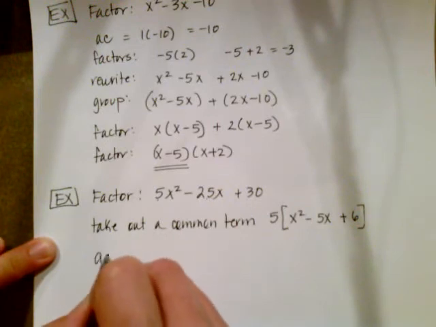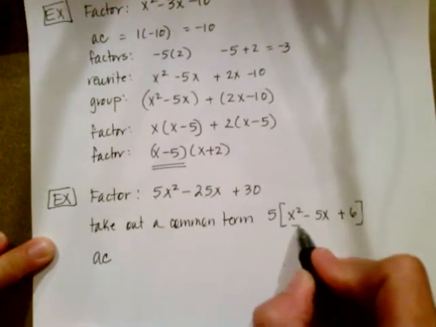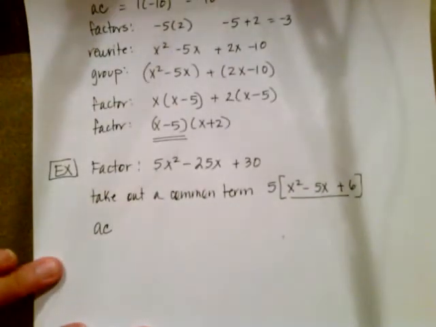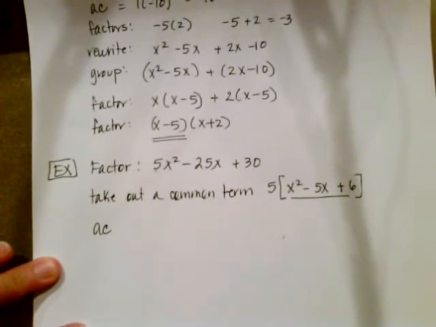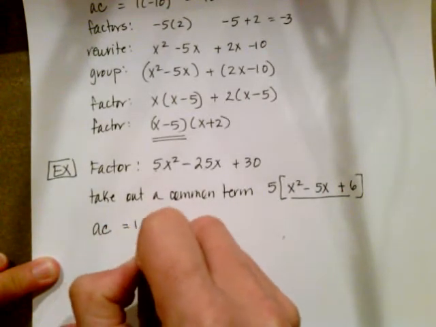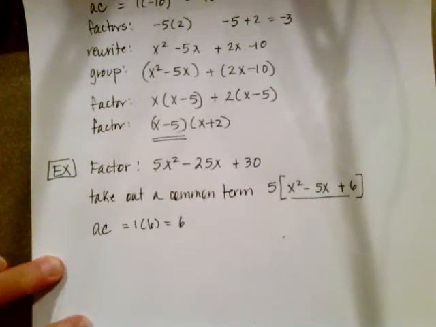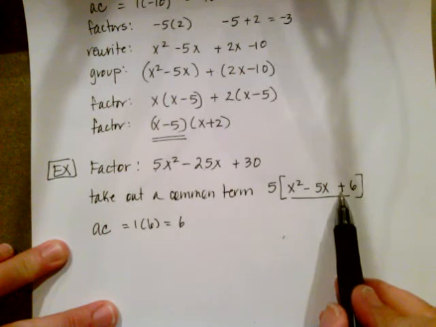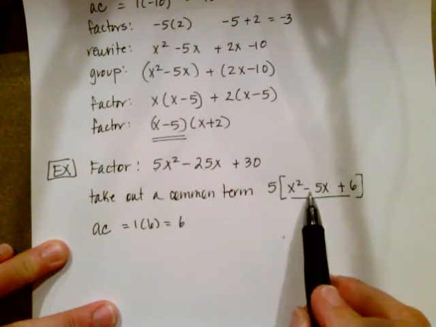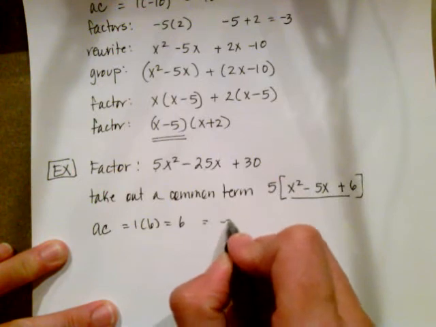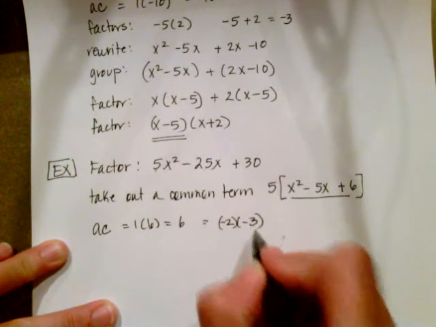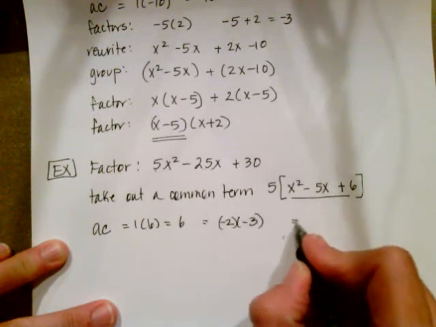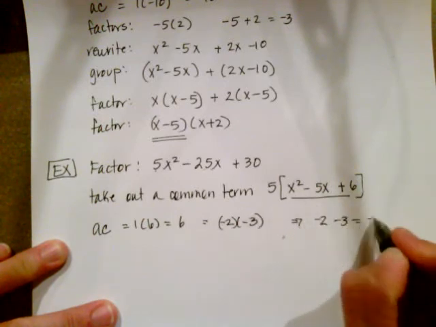So now I'm going to do my AC. Remember, I'm doing my AC on the inside piece. Okay? So if I do my AC on the inside piece, I'm going to get 1 times 6, which is 6. And the factors of 6 that are going to add, they both have to have the same sign, and I need a negative 5. So I'm going to do a negative 2 and a negative 3. When I multiply those together, I get a positive 6. And if I add, I get a negative 5.